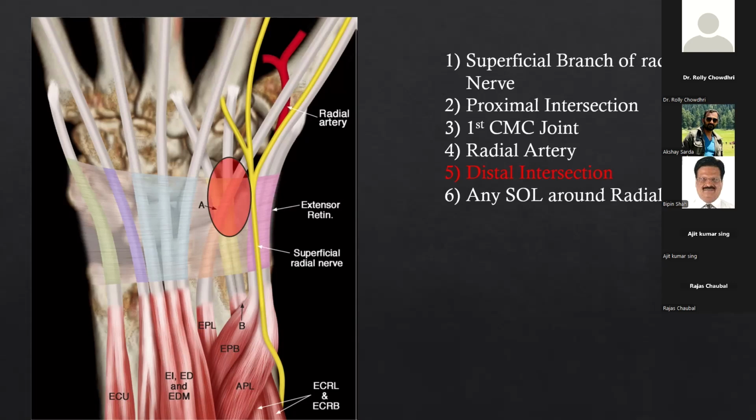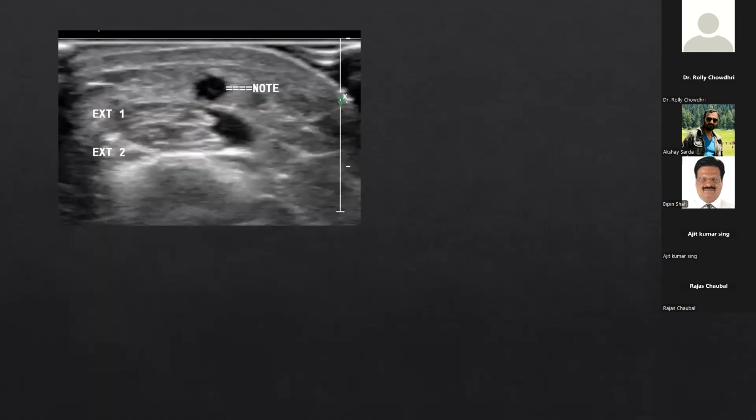So apart from the first compartment tendons, all these structures on the radial side mimic De Quervain's tenosynovitis, and we have to search for that. So let's see the cases, how we can see that. So again, this patient came with pain on the radial side, and clinically it was De Quervain's disease.